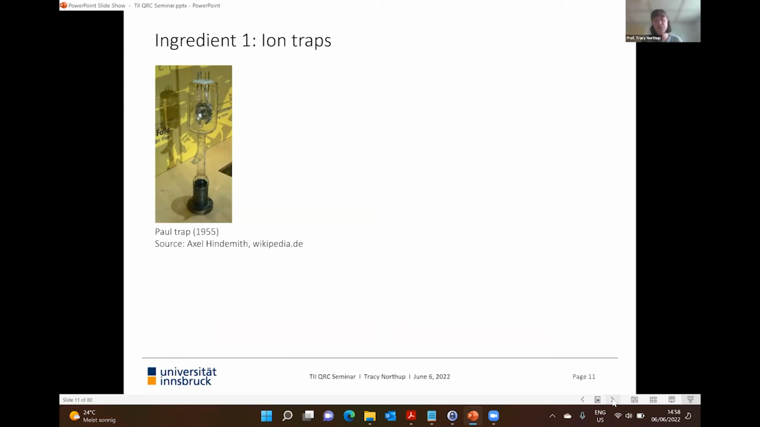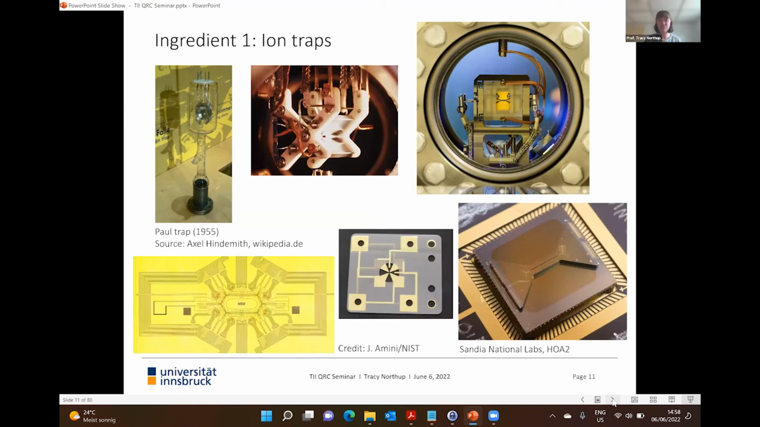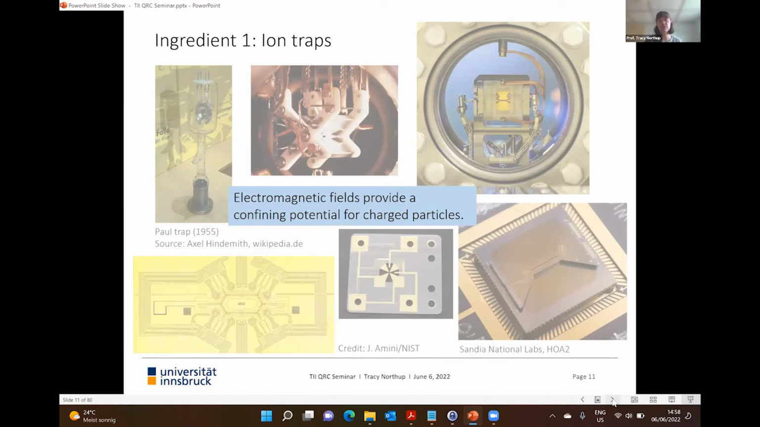And then I want to describe two ingredients that we're going to use that will be shared across those two systems. And so one is looking at ion traps. And so we're using here what's known as a linear Paul trap. And so I just want to show you a lot of different pictures of these linear Paul traps to show you that there's a diverse range of different kinds of setups that can be used to trap individual ions. And the big picture is that we're using electromagnetic fields to provide a confining potential for charged particles.